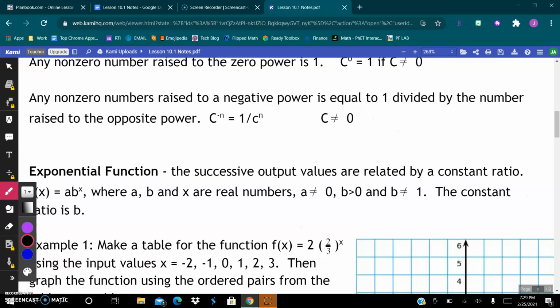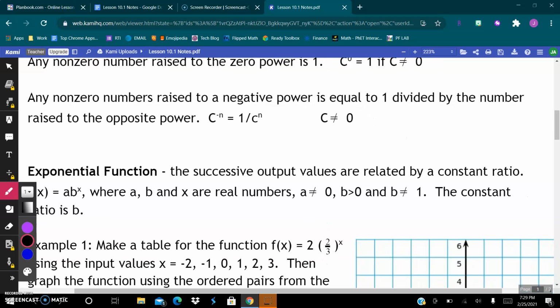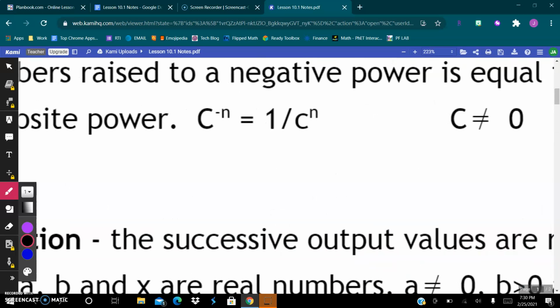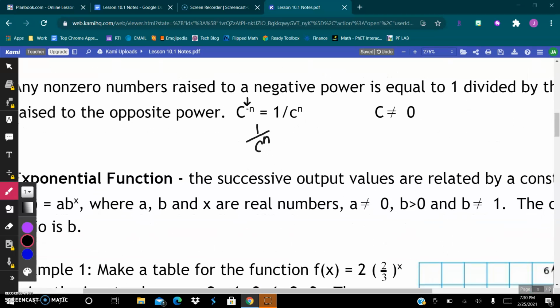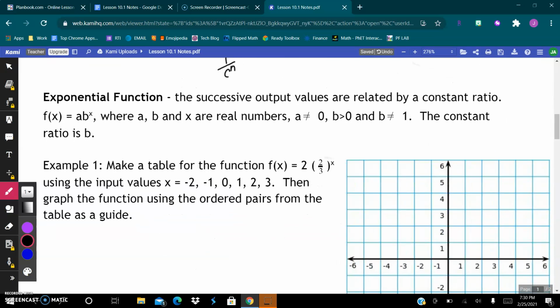All right, and then I just talked about this. Any non-zero number raised to a negative power is equal to 1 divided by the number raised to the opposite power. So we just talked about that. So this one, c to the negative n, we see that negative exponent, so we automatically know we have to do 1 over, and then it would be c to the positive n exponent there. And of course, that is also when c is not 0. It does not work when c is 0.